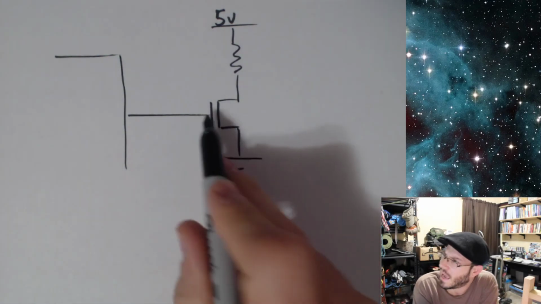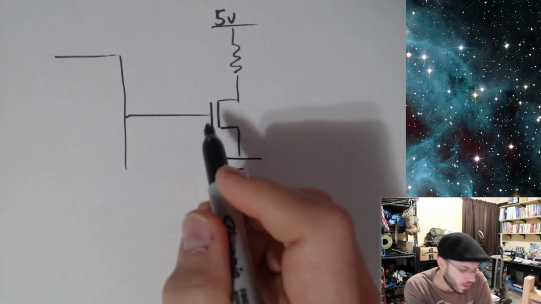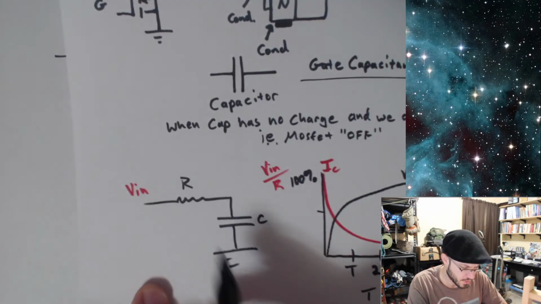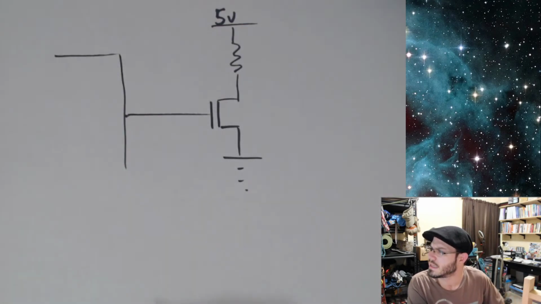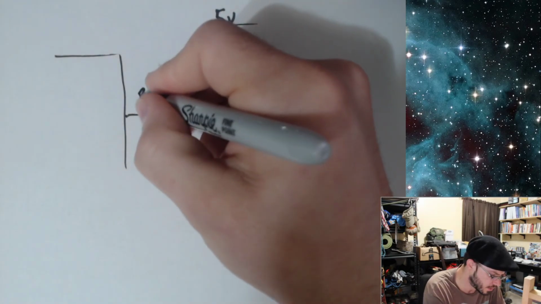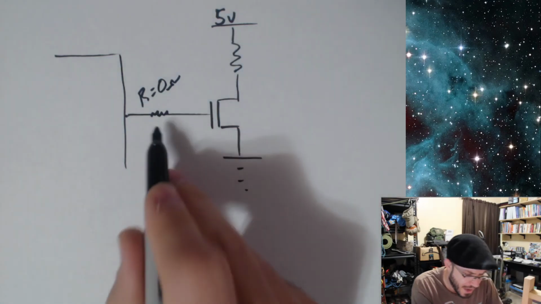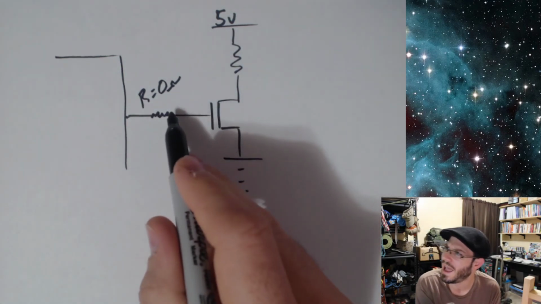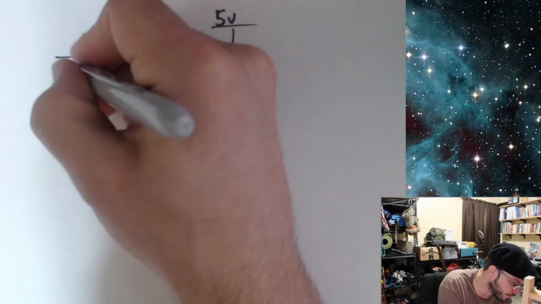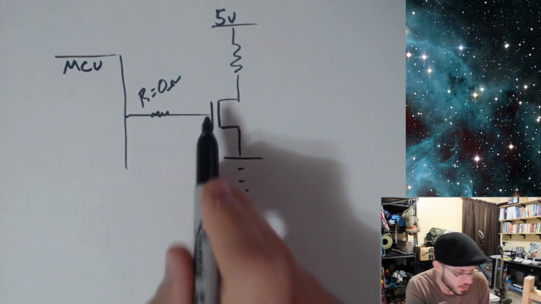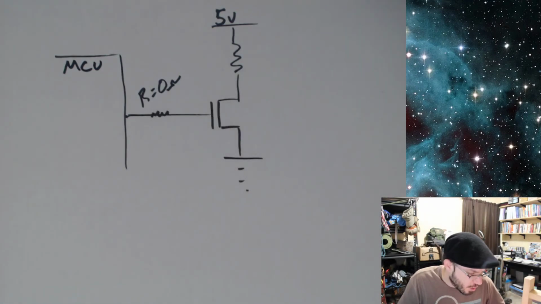We have this gate capacitance formed here. What's R? R is like 0 ohms over here. If you imagine a little bit of resistance here, if I just go ahead and connect the output pin from some microcontroller to the input of my MOSFET, yeah, I have 0 ohms right there.